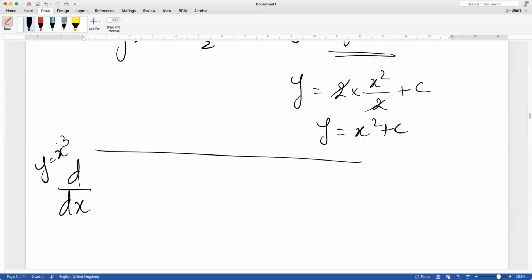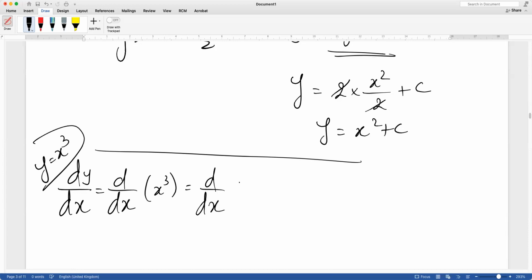You're okay? Yes, sir. But if you go for d by dx of, let's say, y is equal to x cubed. Is that okay? Yes, sir. Then what will happen if you want to find dy by dx? d by dx of x cubed differentiation, that will be d by dx of x times x times x. You're okay with that?